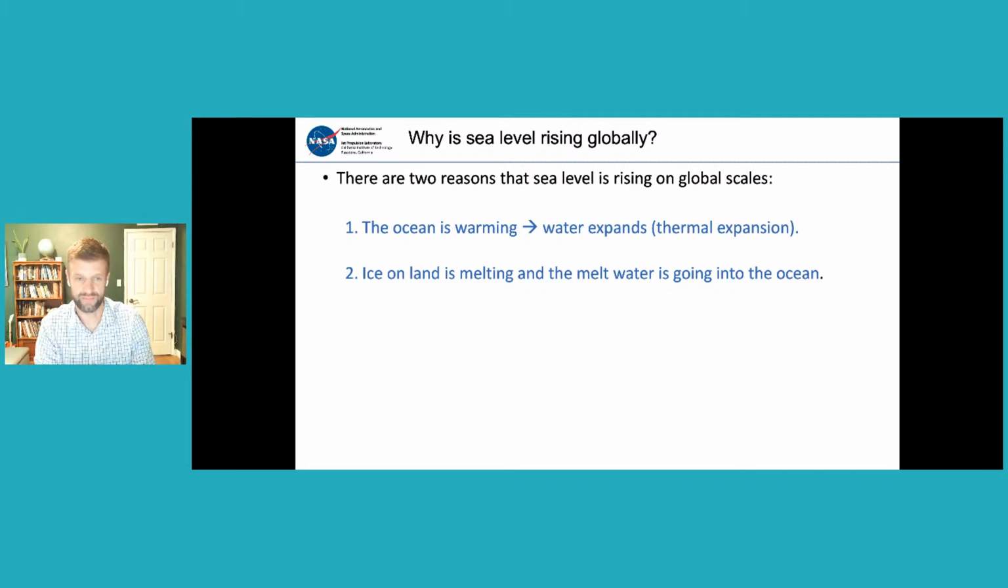The other main factor is that ice on land is melting, and that meltwater goes into the ocean. So when these ice sheets, the land and the area around these ice sheets warms up, the ice sheets melt, that water has to go somewhere, and in most cases, it goes into the ocean. So this is true of the 2 big ice sheets in Greenland and Antarctica, but also mountain glaciers that are present around the world. That ice melts, and then it has to go. It usually ends up in the ocean. That causes sea level to increase also.